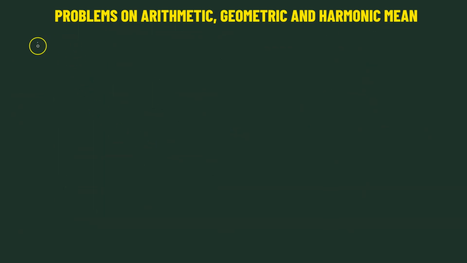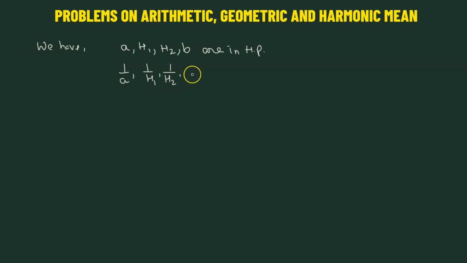So we have the four terms A, then we have H1, followed by H2, and then we have B. So these four numbers are in harmonic progression. Since A, H1, H2, and B are in harmonic progression, the reciprocals of each of the terms, 1 over A, followed by 1 over H1, then 1 over H2, and then 1 over B, are going to be in arithmetic progression. So since they are in arithmetic progression, it's going to have a common difference. So let the common difference be denoted by the letter D in uppercase.